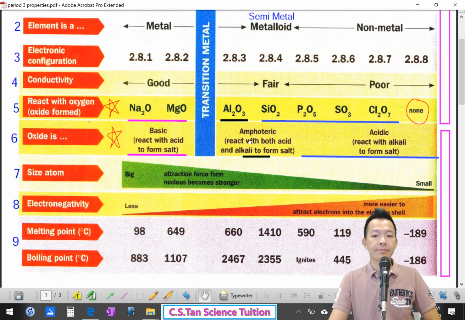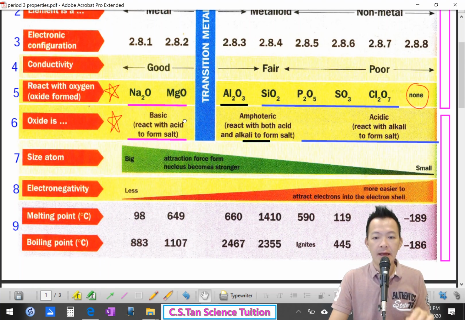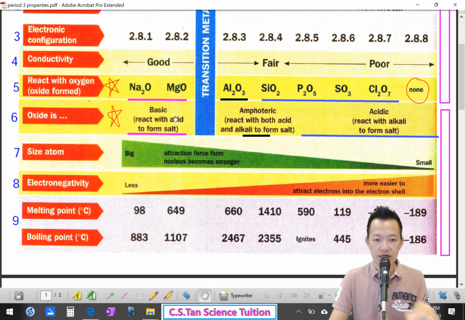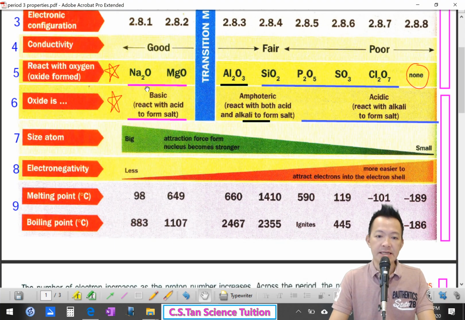Okay, and now number 6. For the left hand side, sodium oxide, magnesium oxide. The oxides produced here will be basic. The oxides produced on the left hand side, we call them basic oxide. But what is meant by basic oxide?